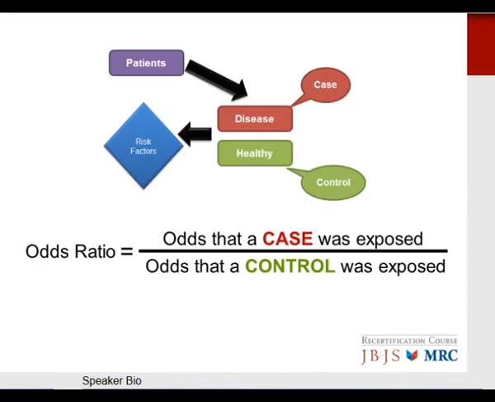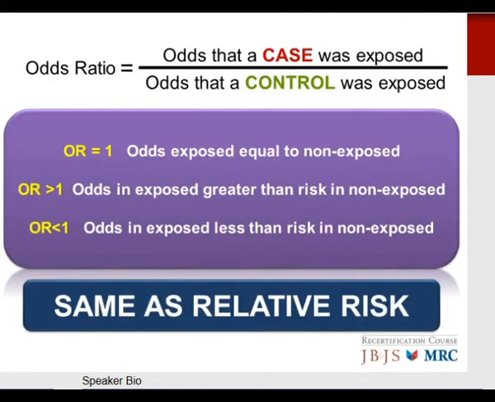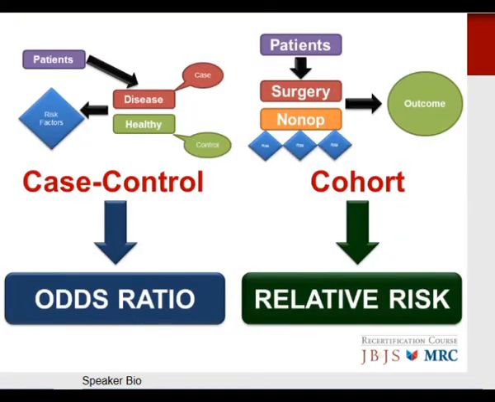And the good news for you guys is you've already learned how to interpret relative risk, and odds ratios are interpreted in the exact same way. So the question is probably going to be relating odds ratios to case control studies and relative risk to cohort studies. And that's what we see here.